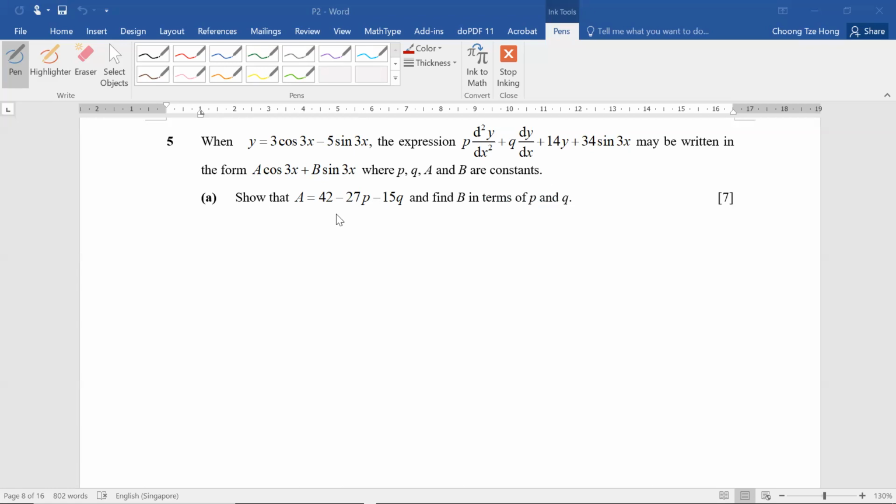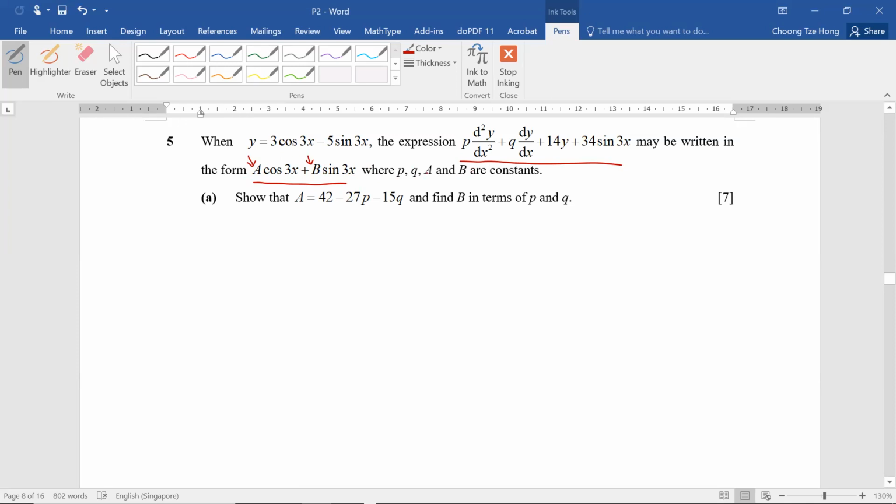So this is the type of question that looks complicated, but actually all you need to do is to follow instructions. Later on you will see what I mean. They told us that this expression may be written in this form. So what they want us to find is a and b.